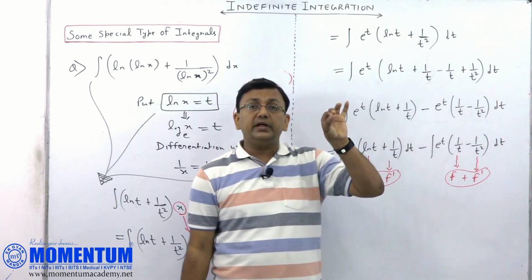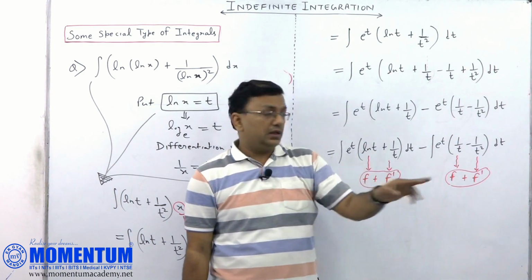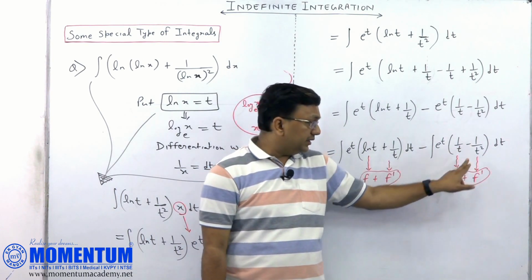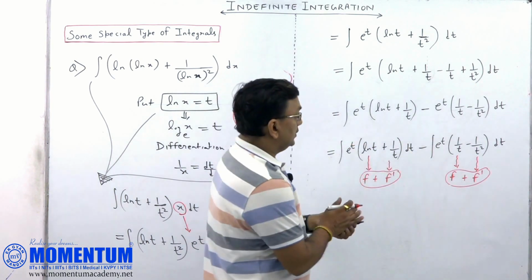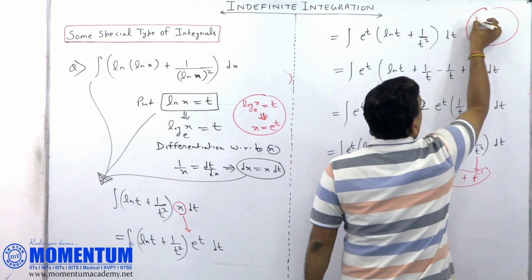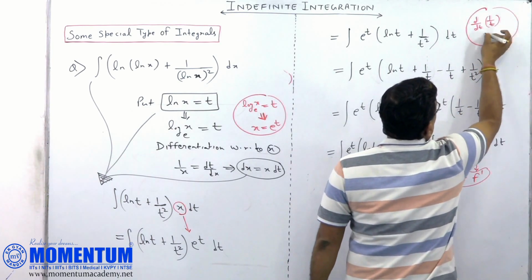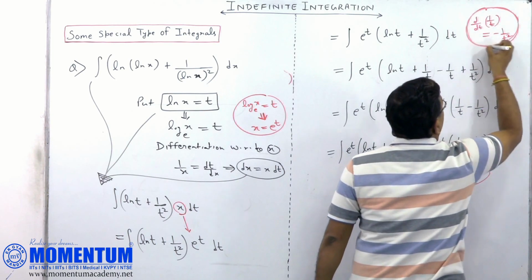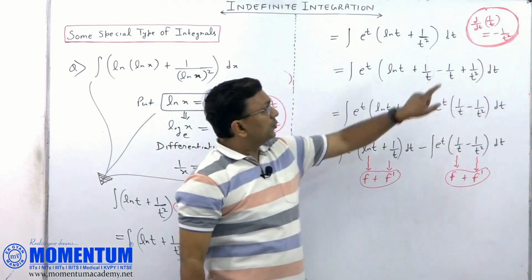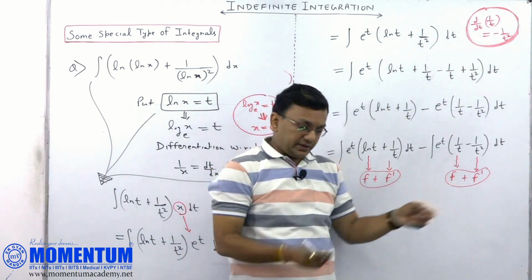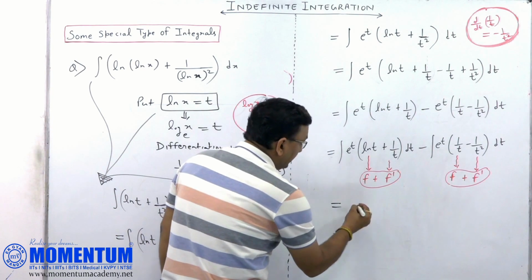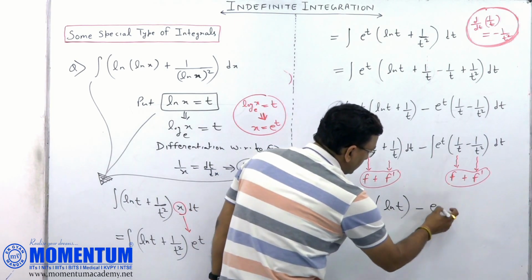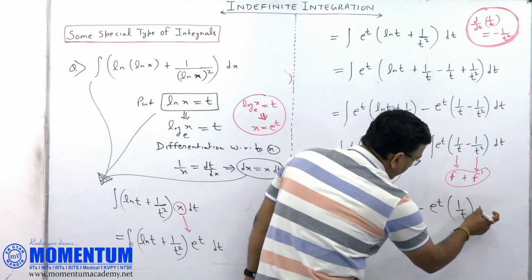The derivative of 1/t is minus 1/t². So this minus that you see in between is part of the derivative. It is ultimately f plus f dash. For those who are confused, I am writing it again here: differentiation of 1/t is minus 1/t². So it is f plus f dash. So now we will write e to the power t into ln t minus e to the power t into 1/t plus c.